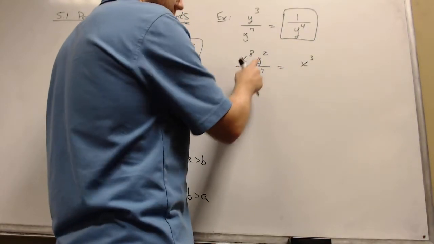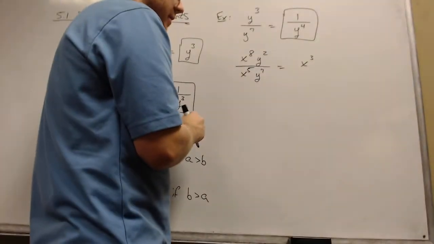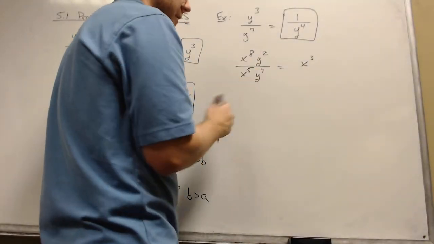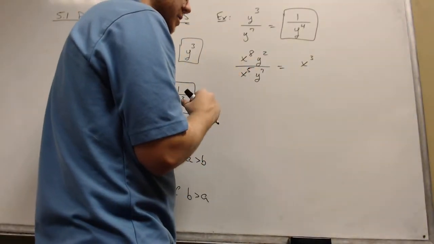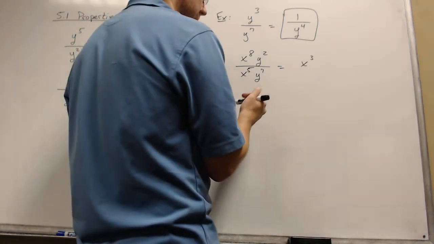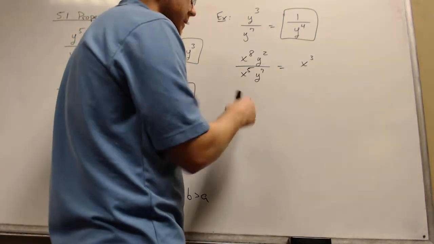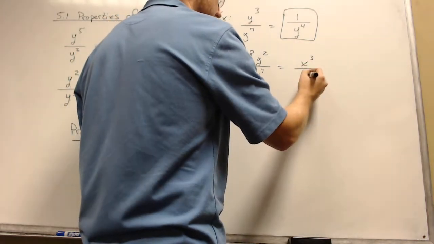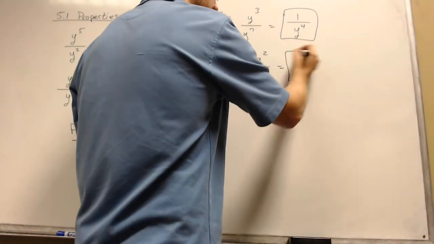When I look at the y's, I have y to the second and y to the seventh. I still want to find the difference. I'm dividing, so the difference between 2 and 7, how much is the change? There's a change of 5. Where are those extra 5 y's? Well, they happen to fall in the denominator since there's more down there, so I'm going to have an extra 5 y's in the denominator.